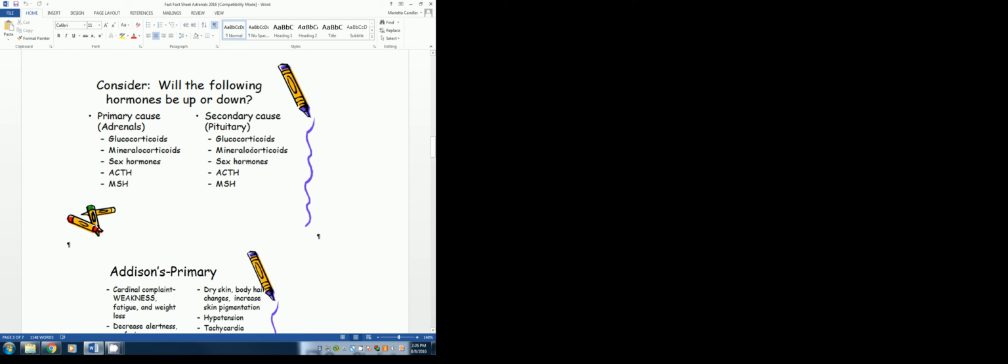The mineral corticoids are either going to be slightly decreased or normal. Slightly decreased or normal, right? Because they have a backup system, aldosterone. Your sex hormones are going to be slightly decreased or normal. Why? They have a backup system.